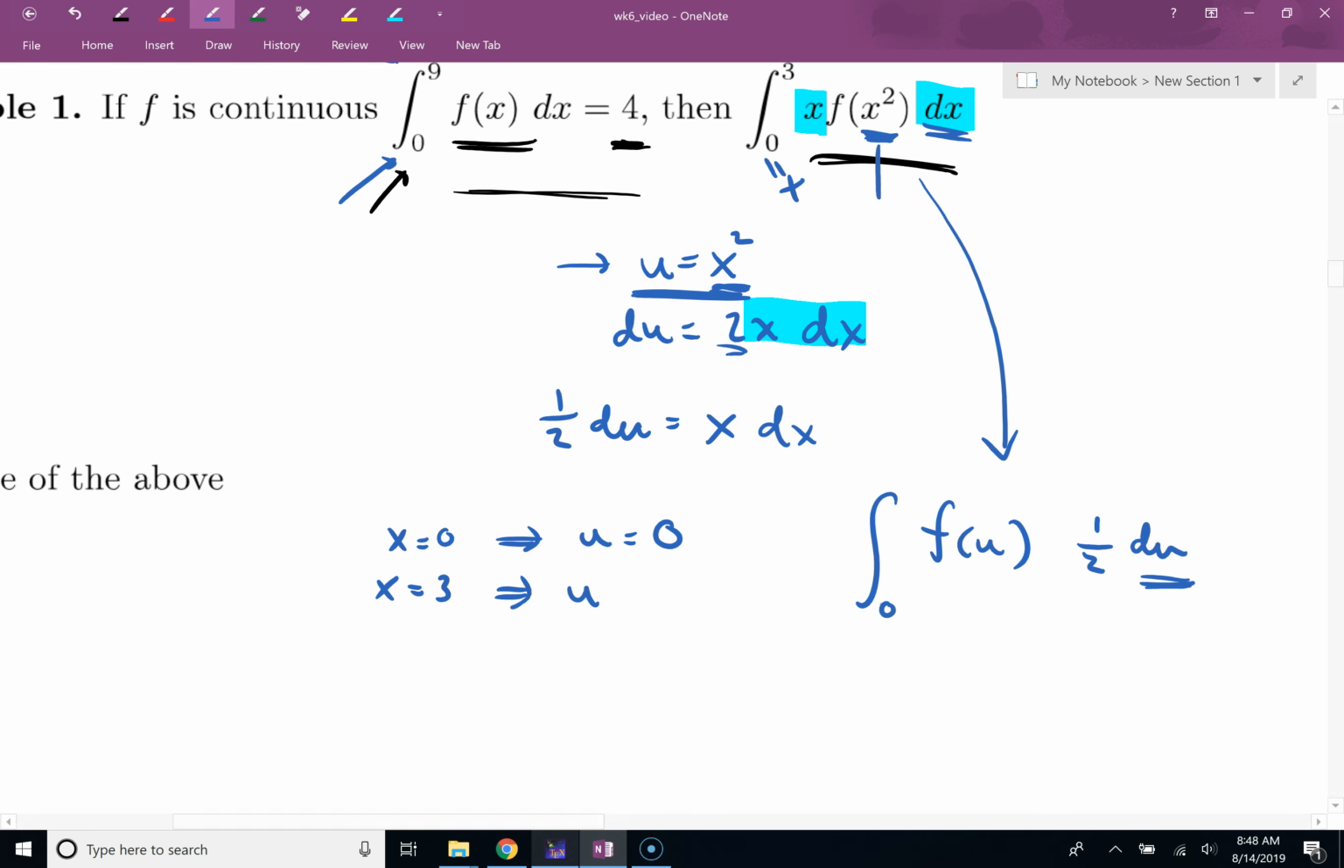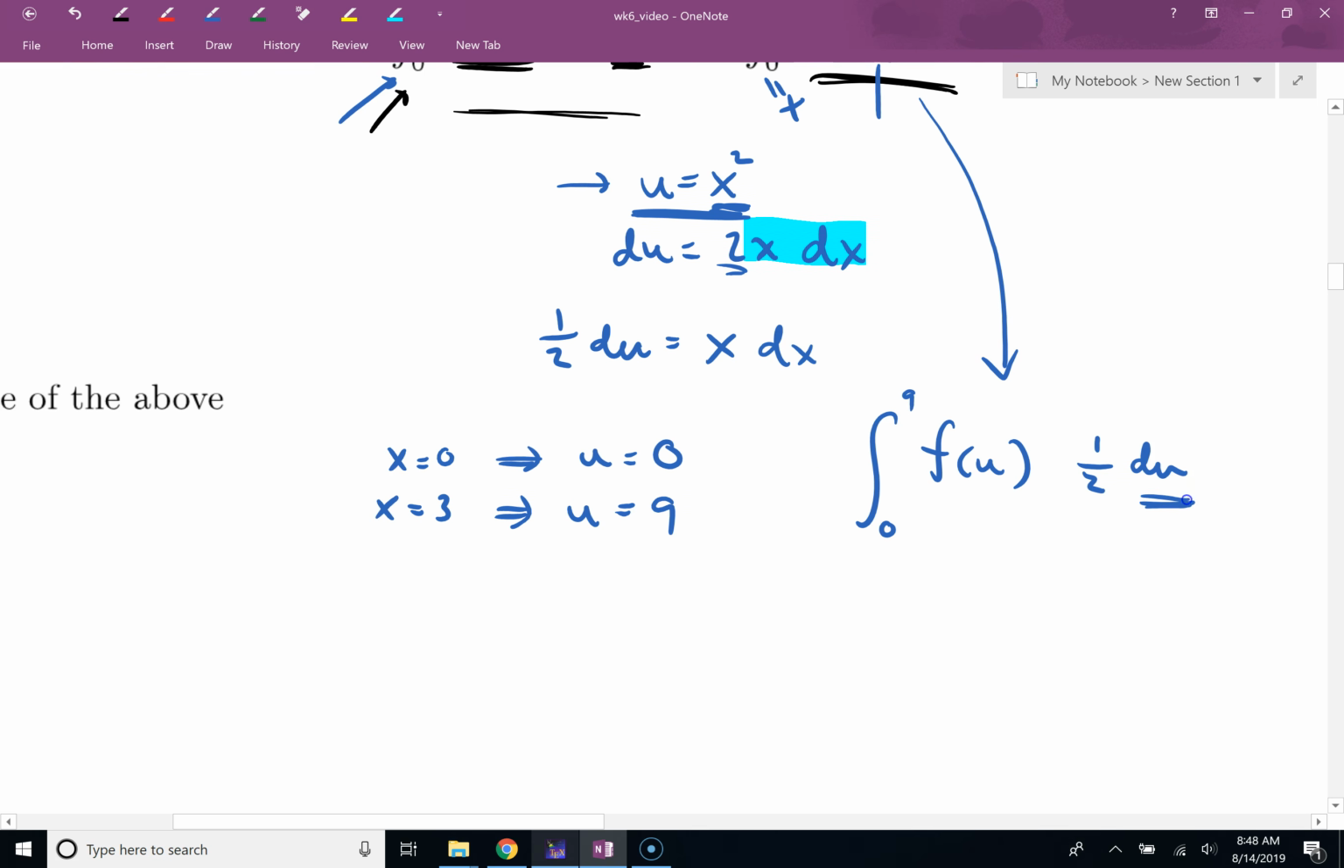When I look at x equals 3, what does that exchange into from our u bounds? Well, I need to square it, so that way I get 9. And there we go. So we can write this, factoring out this 1/2 bit, as the integral from 0 to 9 of f of u du.